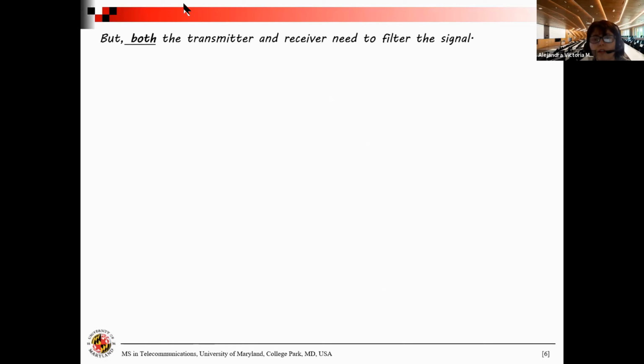So here's one problem that we run into at this point. We know that the transmitter needs to filter its signal before transmission. We want to avoid problems with the FCC. We want to avoid problems of imposing interference on other systems and on adjacent carriers.